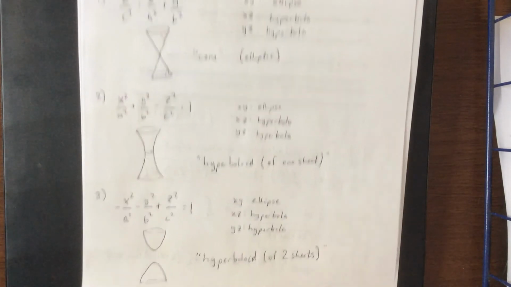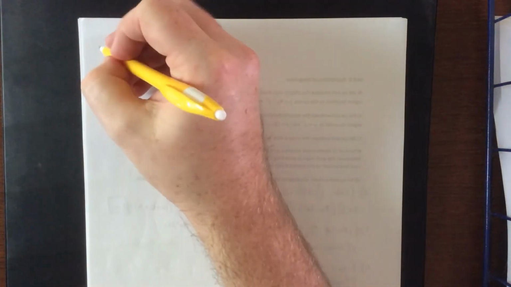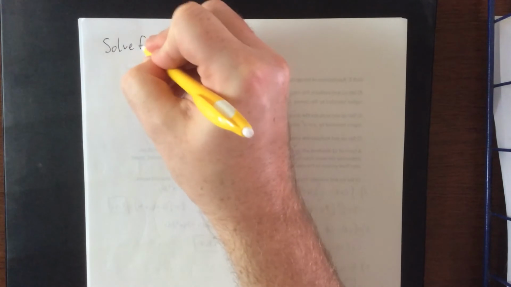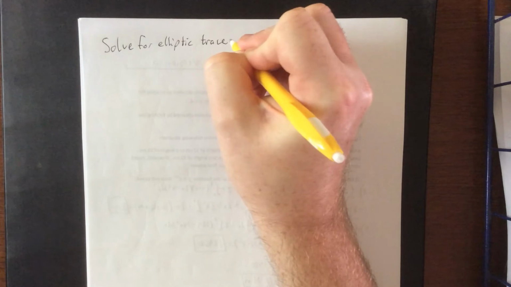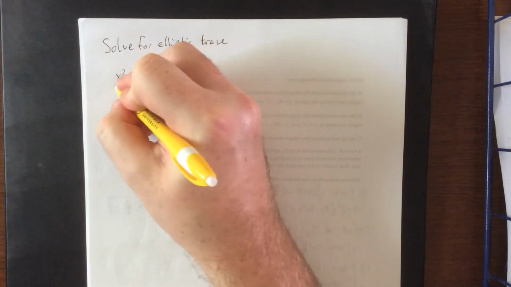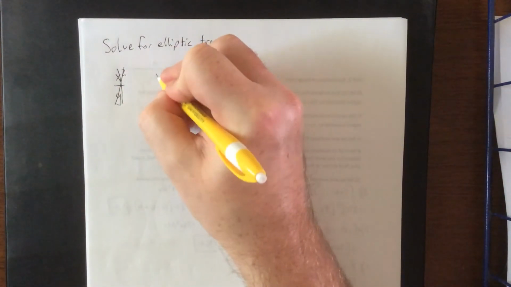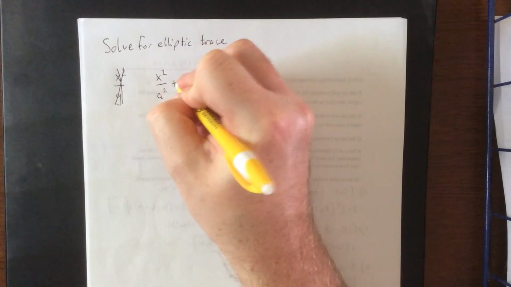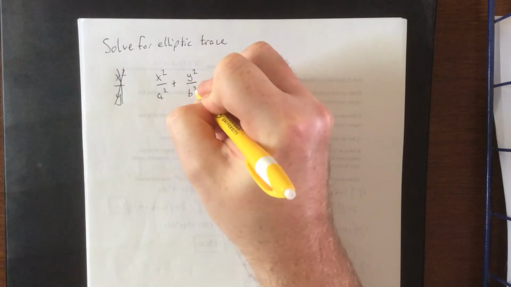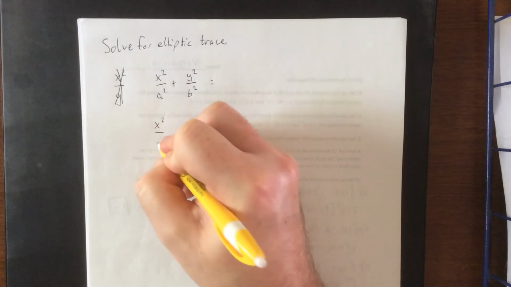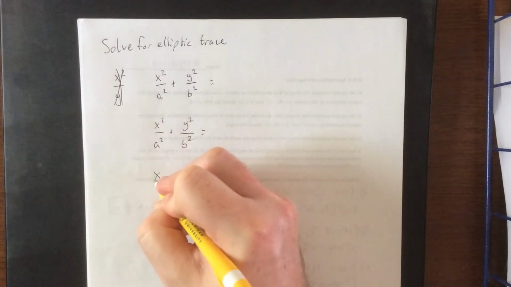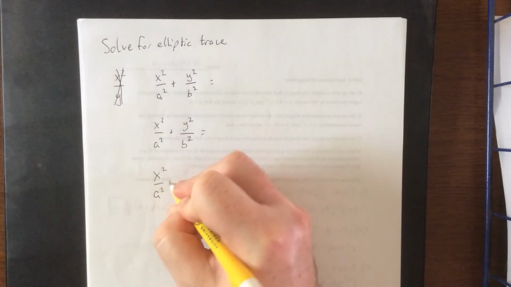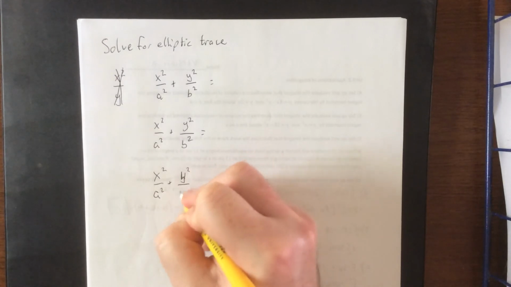What I'm going to encourage you to do is solve for the elliptic trace. That is to say, see if you can get the portion that looks like an ellipse by itself on one side. So in all 3 cases, this is the thing that I would be talking about.